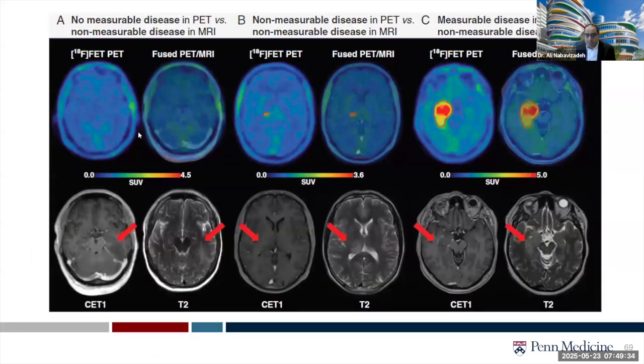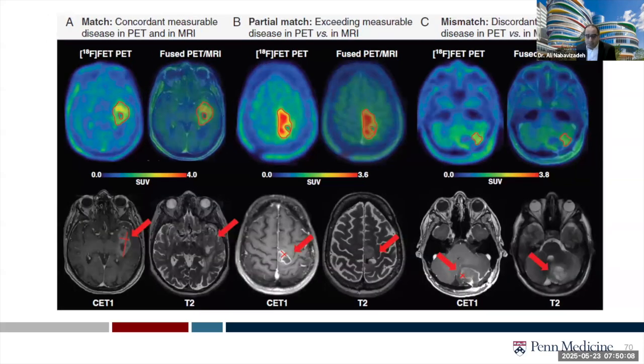These are a few examples. In this patient, there is no measurable disease on MRI or PET. In the patient in the middle, MRI didn't show any lesion, but PET showed a non-measurable lesion. And on the right side, you can see a patient where MRI showed non-measurable disease, but PET clearly showed measurable disease. So again, there is discrepancy between MRI and PET, and much more measurable disease on PET compared to MRI.